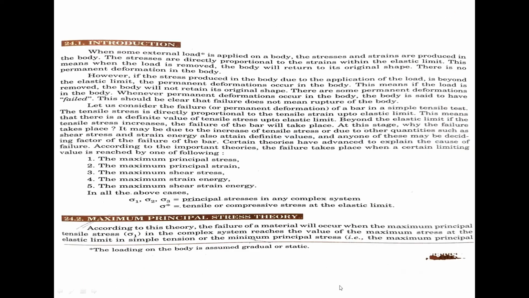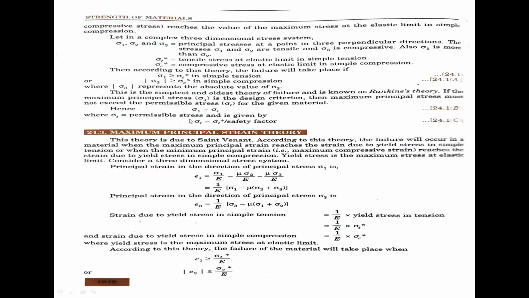You know the derivation for the maximum principal stress theory. Sigma 1 equal to sigma t, the permissible stress, and sigma t is given by sigma t star divided by the safety factor. That is equation 24.1c. Another equation, 24.1b, is sigma 1 equal to sigma t. The maximum principal stress must not exceed the permissible stress sigma t. That is the condition from the last class.